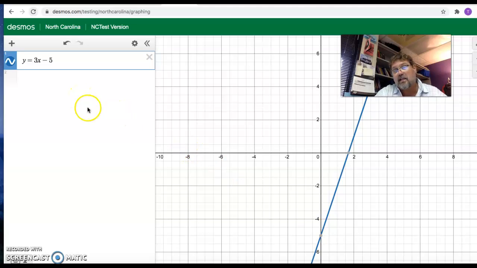That's one way you can do it. Take a look at the graph, and does it have a slope of 3? Hold on. Let's find out. Up 1, 2, 3 over 1. Yes, it does. There's a slope of 3. So that's one way to verify.